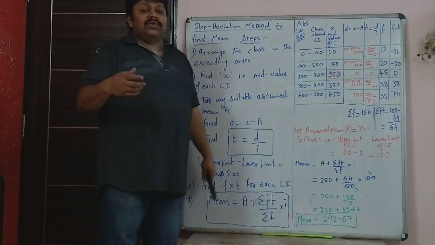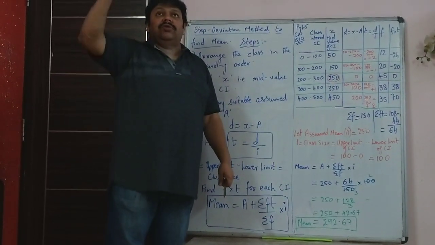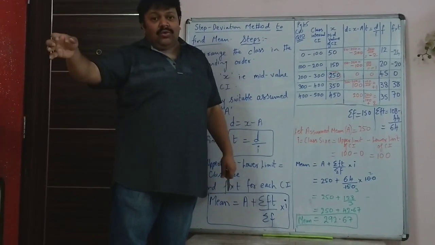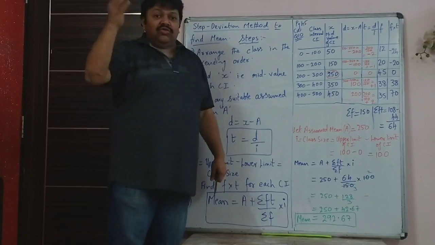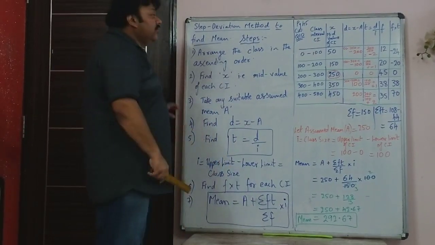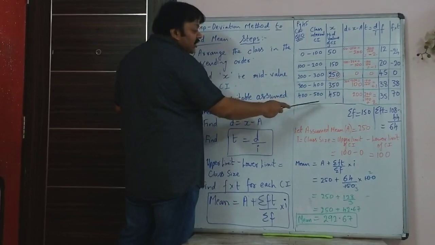You don't compare different sizes of class. They never show you first 5 overs this much, the next 1 over this much, the next 2 overs this much. That way they don't show. Either 5 or 10, or each over they will show separately. So here class size is 100. It is 100 for each class.